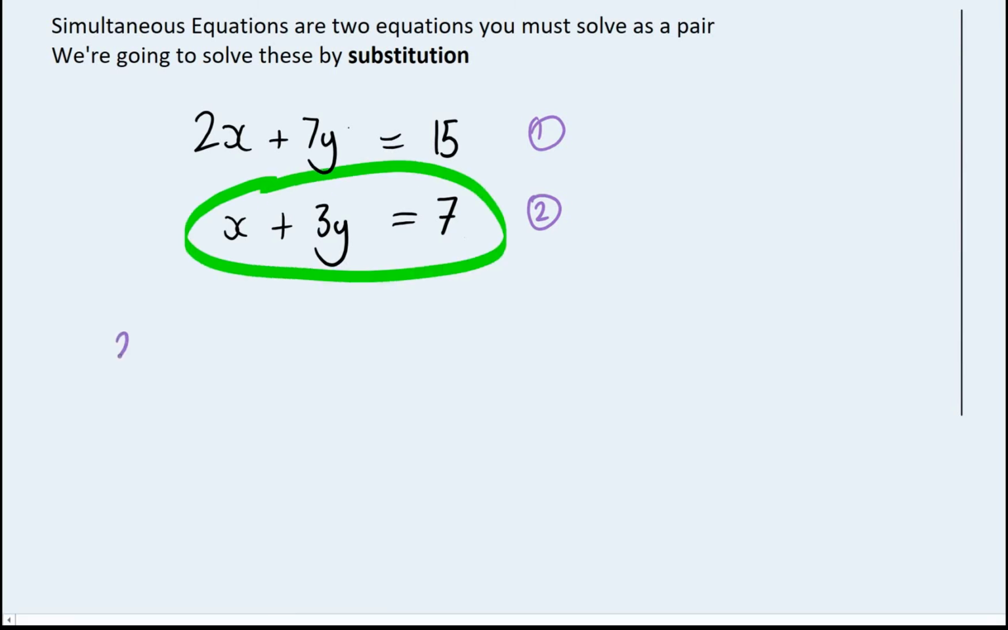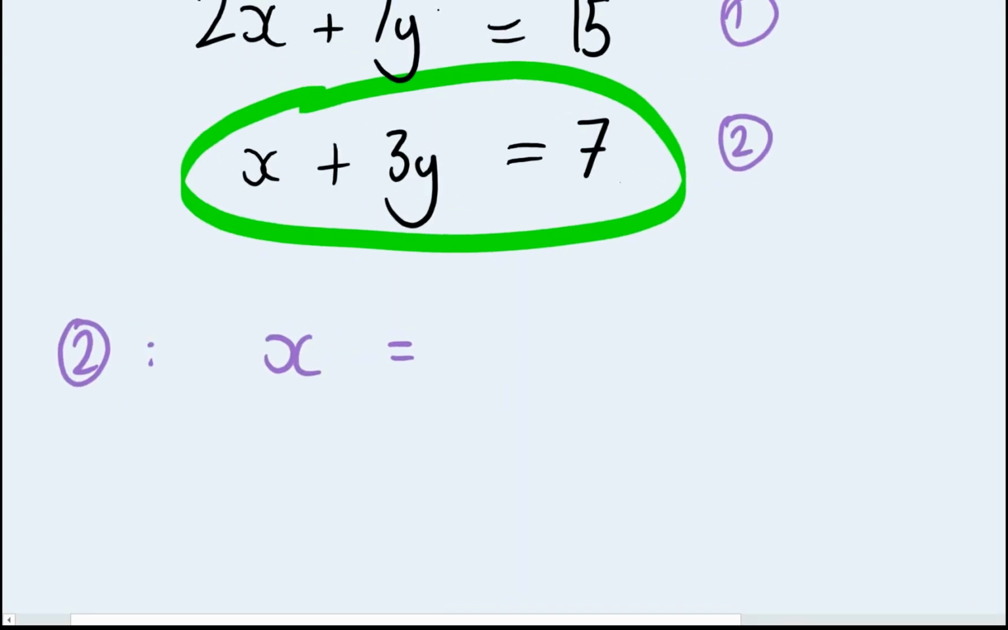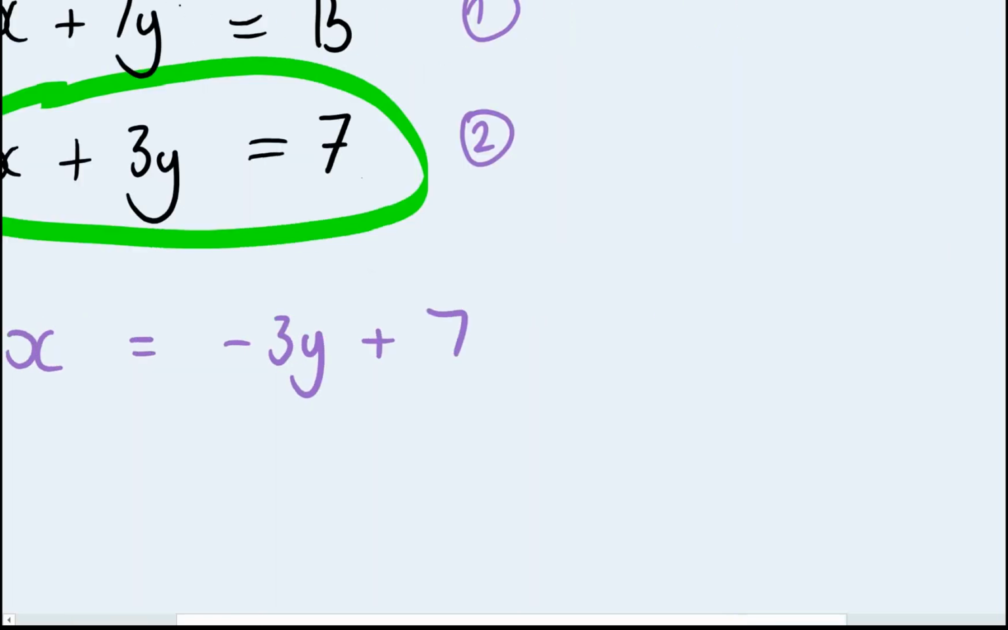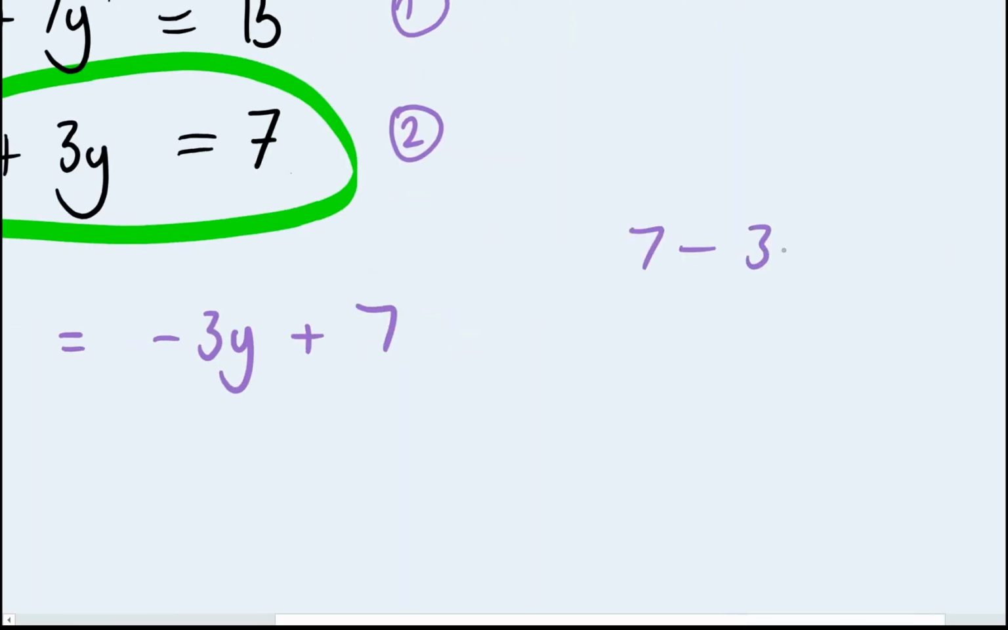So I can rewrite equation 2, and I want x by itself. I want x equals something. Okay? I want to get rid of plus 3y. The opposite of plus 3y is minus 3y. So that means x will equal minus 3y plus 7. Again, I could also write 7 minus 3y, but I normally like having the y's at the front, just to make it look a bit nicer sometimes.